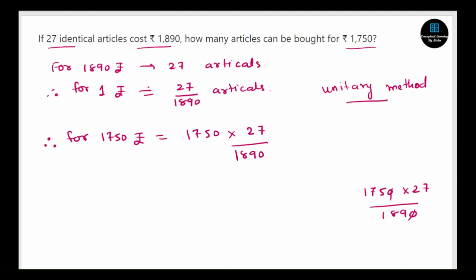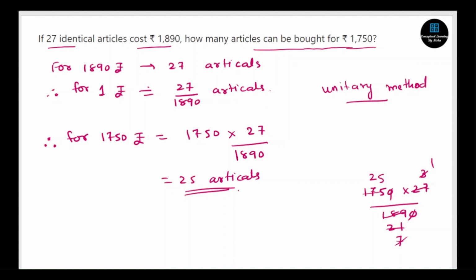0 will be cancelled out. Now I can cancel out this with the help of 9, correct? So 9 times 3 and I'll get 21 here. Again I can cancel out by 3, so I'll get 7 and I can cancel out by 7. So what do I get? 7 times 2 and 5 times. So I'll get total 25 articles, correct? So you have to write your final answer. 25 articles can be bought for 1750 rupees. So write the final answer.